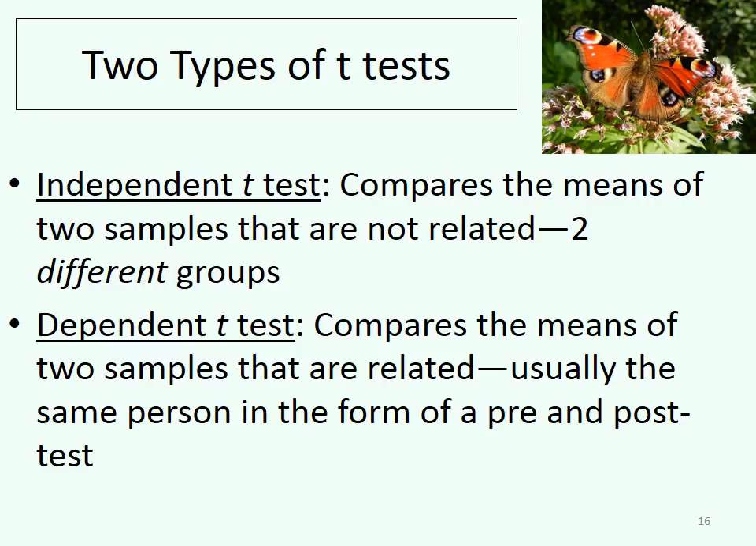There are two types of t-tests. The independent samples t-test, which compares the means of two samples that are not related, or two different groups, and the dependent samples t-test, which compares the means of two samples that are related, usually the same person in the form of a pre-test and a post-test.